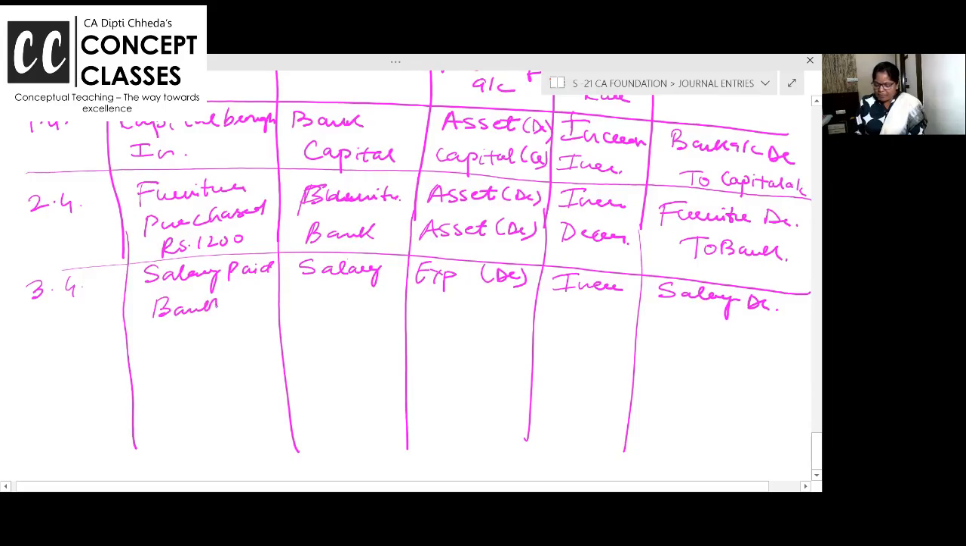Second is bank. What is the nature of bank? Asset. What is the basic bank balance? Debit. Now what you are doing? Credit. Decrease. Bank balance will decrease. So salary account debit to bank.